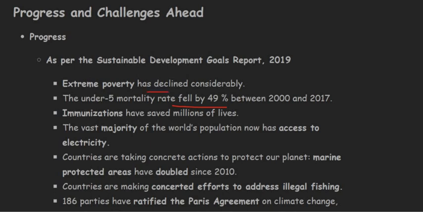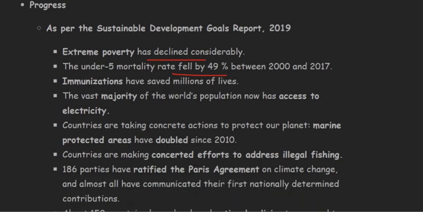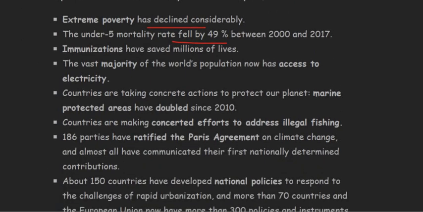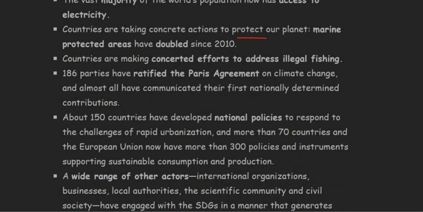The under-5 mortality rate fell by 49% between 2000 and 2017. Immunizations have saved millions of lives. The vast majority of the world's population now has access to electricity. Countries are taking concrete actions to protect our planet. Marine protected areas have doubled since 2010. Countries are making concerted efforts to address illegal fishing.